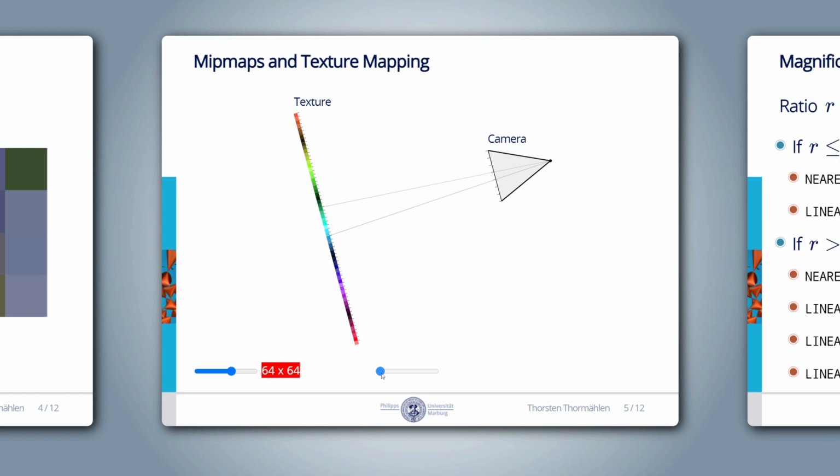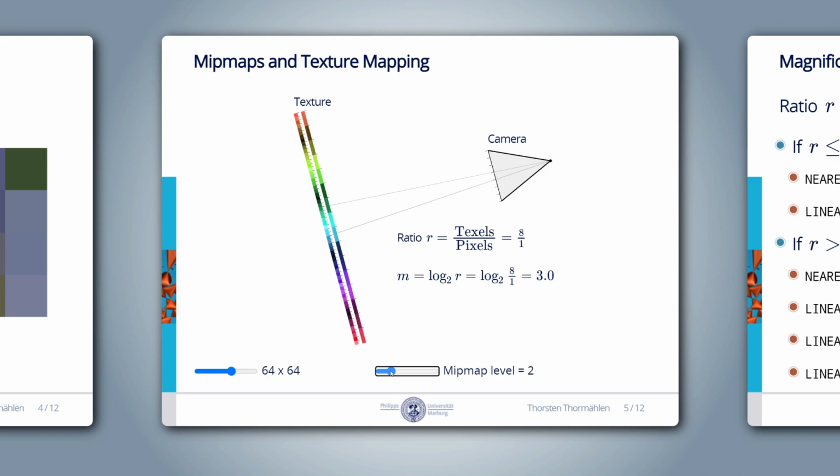With this second slider, I can choose the mipmap level. The suitable mipmap level can be computed from the ratio R of texels to pixels. In our example, this ratio is 8 texels per 1 frame buffer pixel. The binary logarithm of this ratio gives us the mipmap level, which is 3 in our case. 1, 2, 3. We see here that the texel of the mipmap level does not cover the footprint of the frame buffer pixel perfectly, but it is a good approximation of the true average.